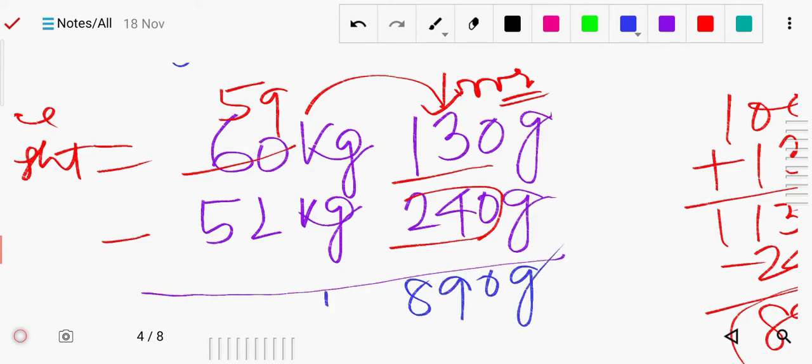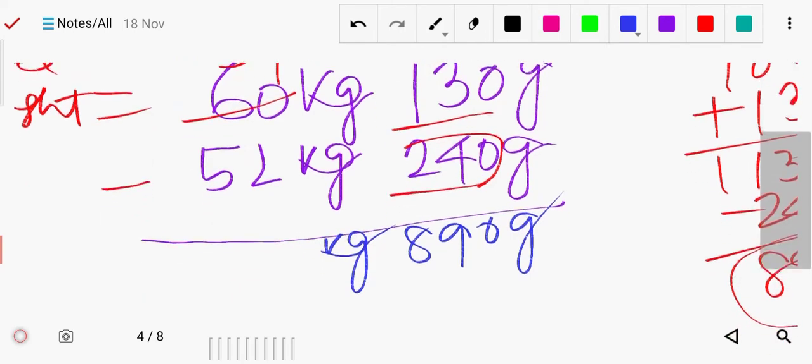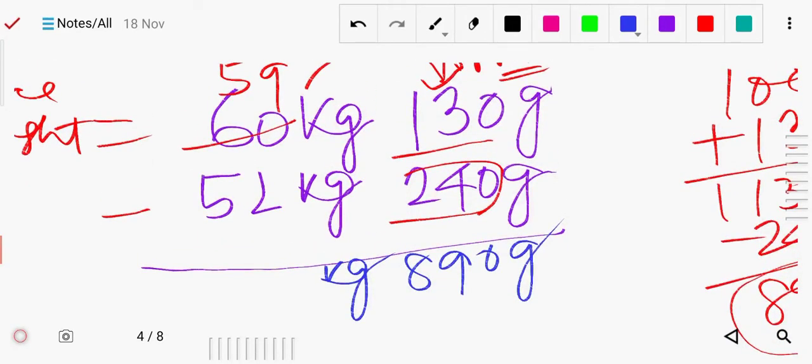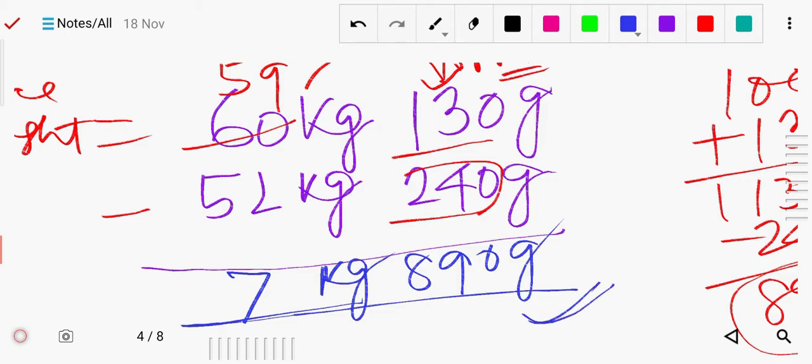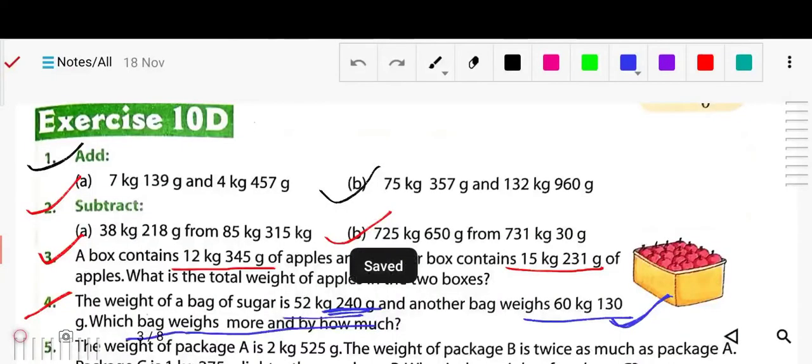Now here you can write kg. Now you can subtract 59 minus 52, so that will be 7. So your answer is 7 kg 890 gram. So the difference of the weight of the bags is 7 kg 890 gram. Got it? Okay. Now let's see the next question.